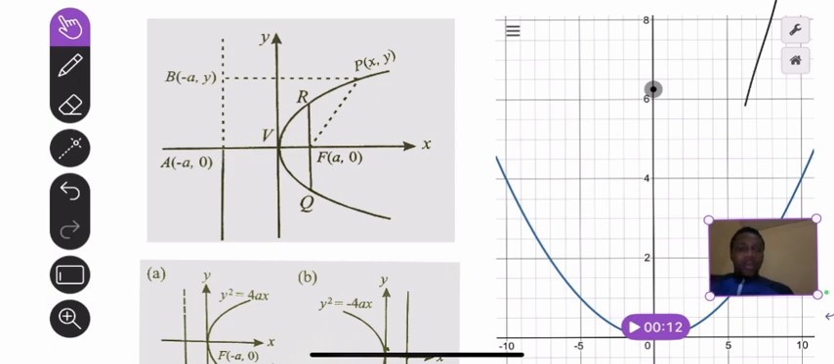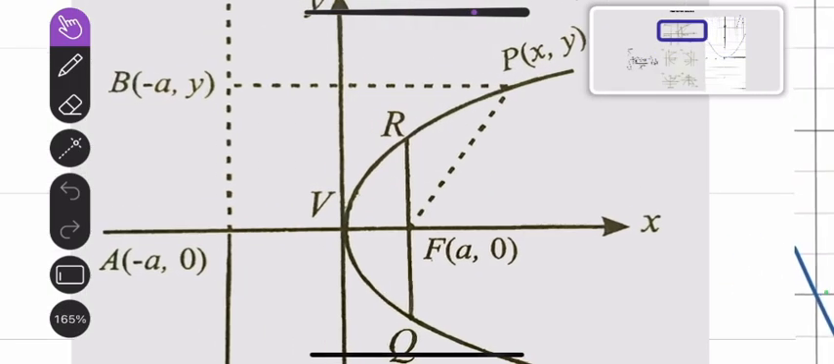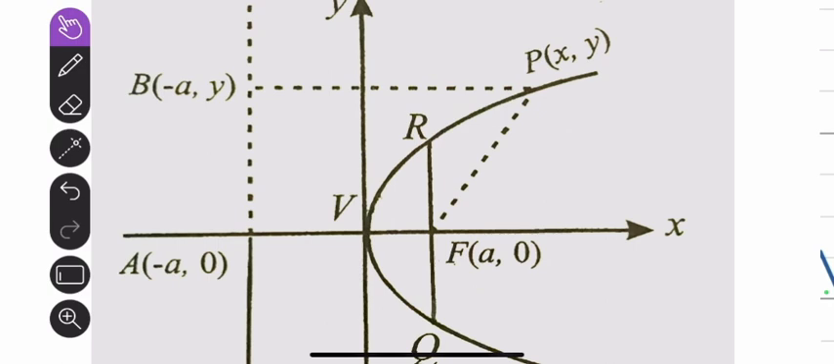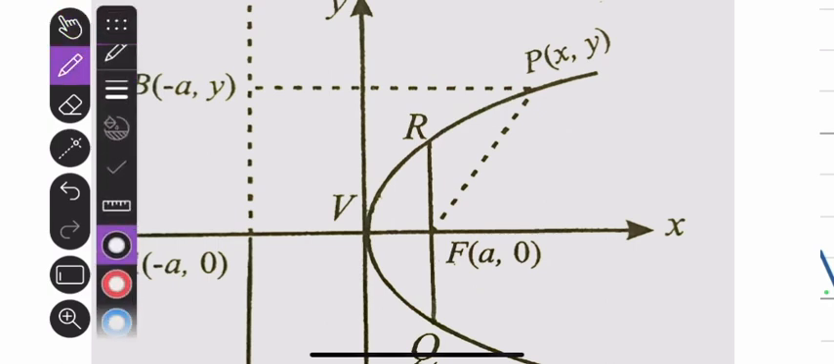A parabola is just a locus of points equidistant from a given point called the focus and from a given line called the directrix. Just like the definition of a circle, which is a locus of points equidistant from a fixed point, the center, but in this case it is equidistant from a point called the focus and a line called the directrix. Now I will zoom into this one so you take note of something. I'll be using a pen to indicate some distinctions here.